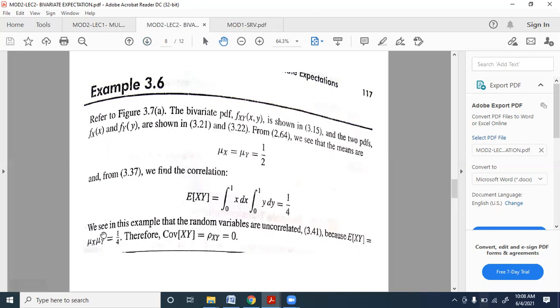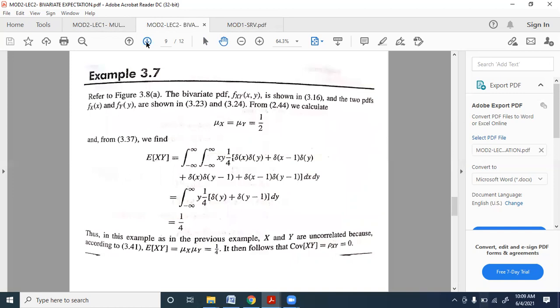So E[XY] and mu x mu y both are the same, and therefore covariance of XY is equal to, we know that covariance of XY is equal to E[XY] minus mu x mu y. So 1 by 4 minus 1 by 4 will be 0. Also, the correlation coefficient is the covariance XY divided by sigma x sigma y, and because covariance XY is equal to 0, rho XY, which is the correlation coefficient, will also be equal to 0.